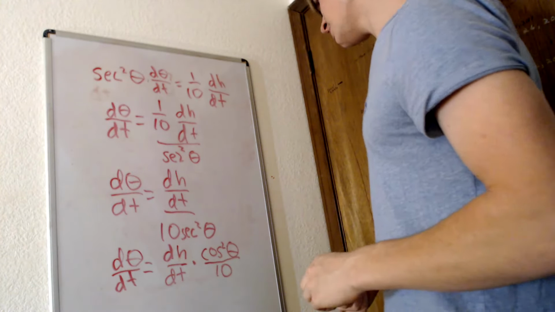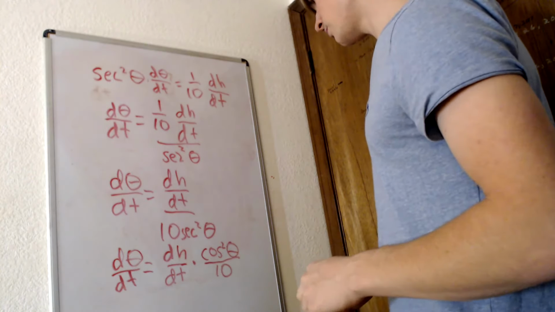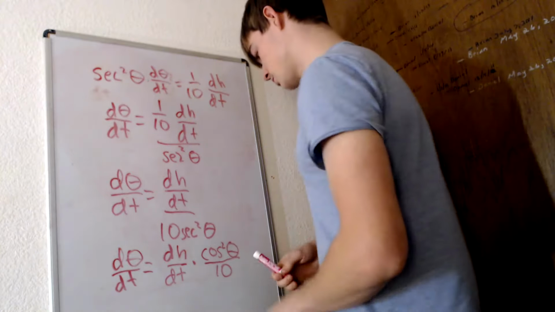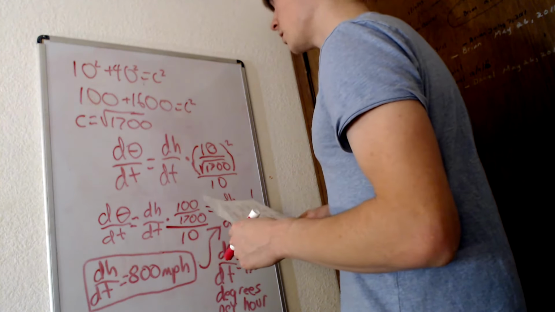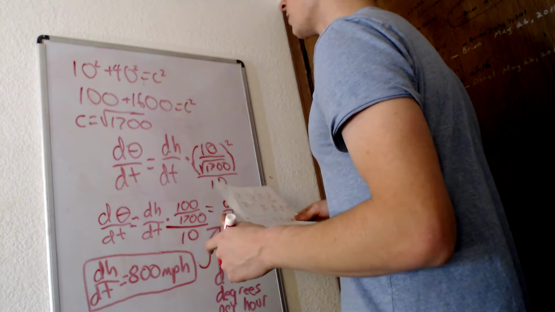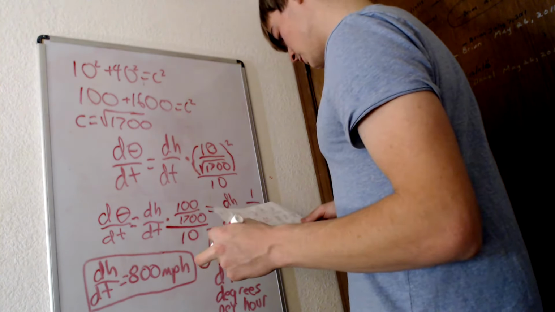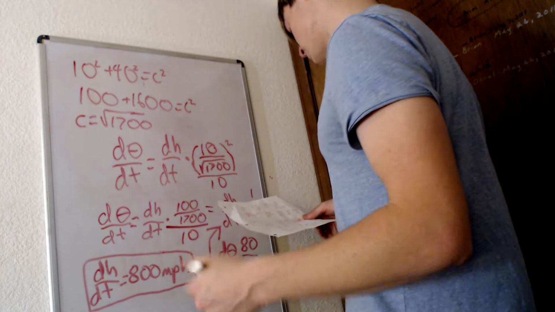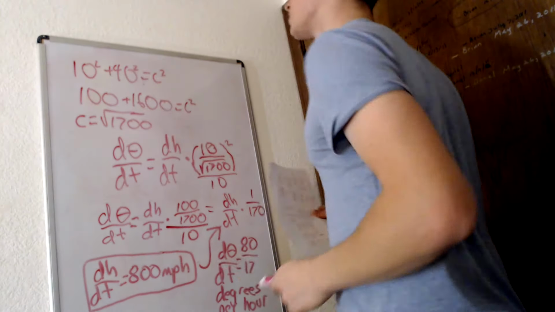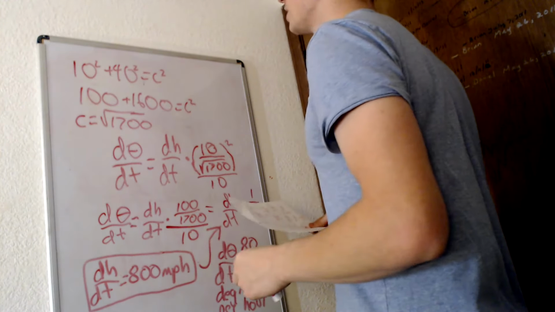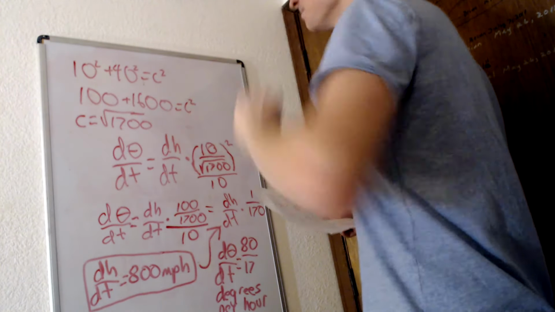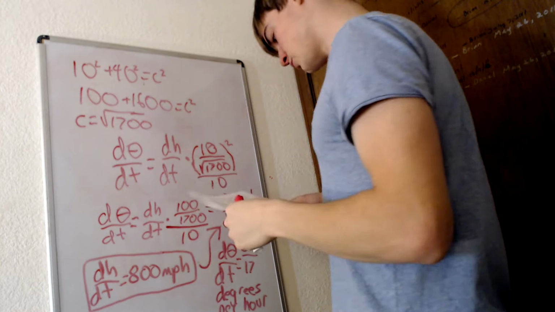dh over dt times cosine of theta squared, and we know this is cosine again because it's a reciprocal of secant. Alright, so now that we have cosine of theta squared back in our equation, we need to plug in for that cosine, and because cosine is adjacent over hypotenuse, we need to use the Pythagorean theorem to solve for the length of the hypotenuse, which, based on this, 10 squared plus 40 squared equals c squared. c equals the square root of 1,700 miles.